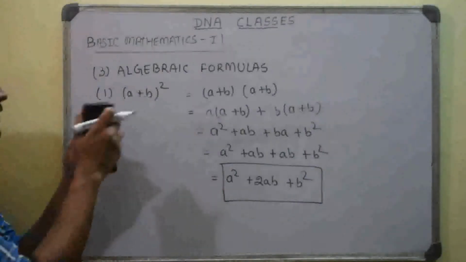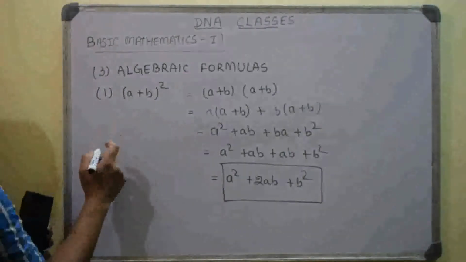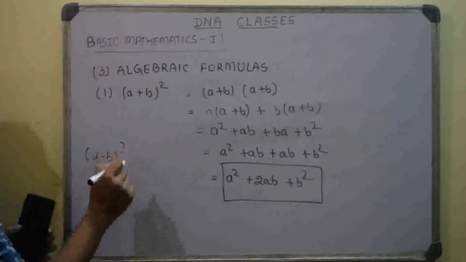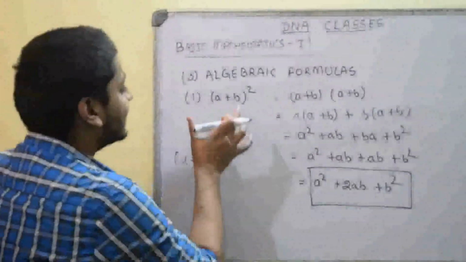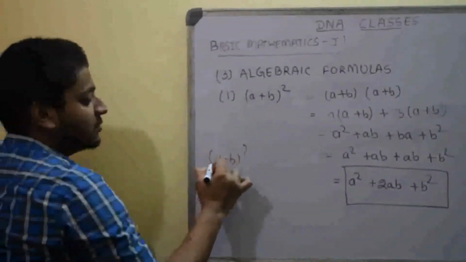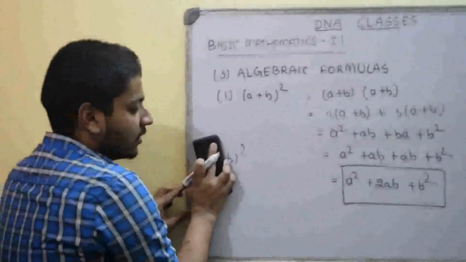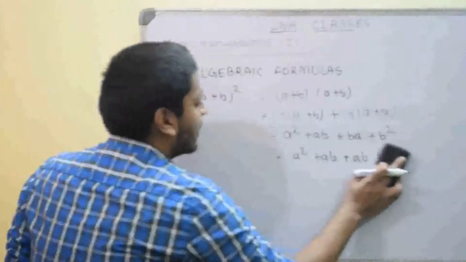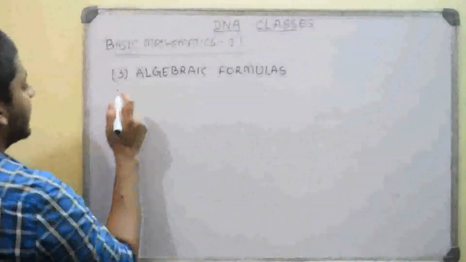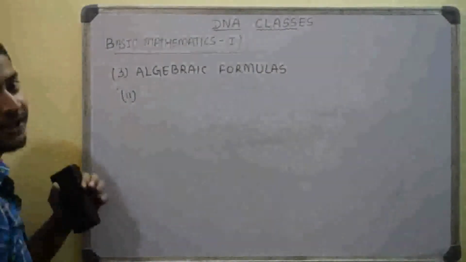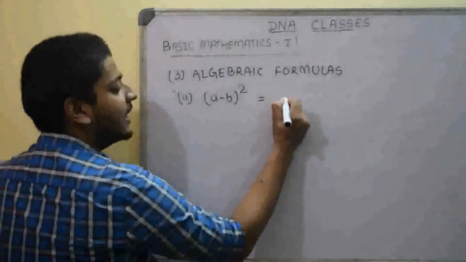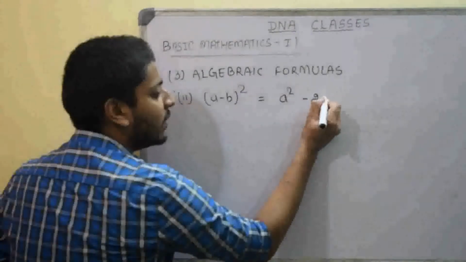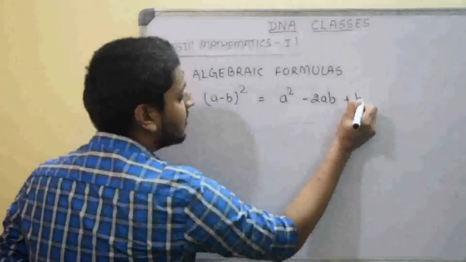And if you are unable to derive this formula, like a minus b whole square formula, just mail me. I will send you the copy. I will send you the notes by writing the solution of this a minus b whole square and other formulas. Now we will deal with a minus b whole square. I am just simply writing the formula. A minus b whole square is a square minus 2ab plus b square.